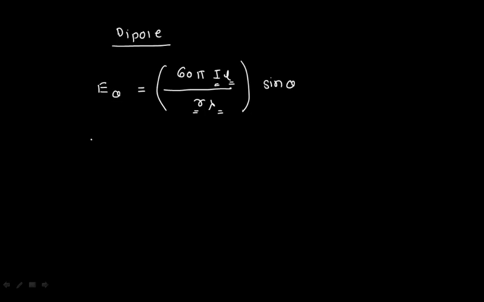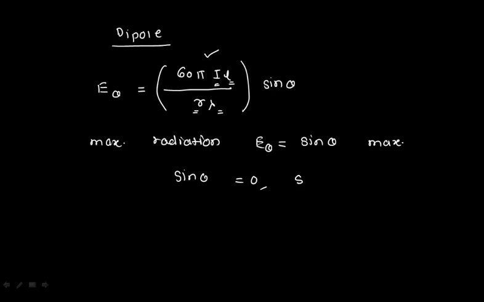If I want maximum radiation, when will we get it? When the sine value is 1. So E theta is equal to sine theta, which will be the maximum. Neglect the constant and consider it as 1. Now sine of 0 will be 0, sine of 90 is equal to 1, and the maximum value will be 1. So E theta maximum will be 1 in this case, and we get it when theta is equal to 90 degrees.